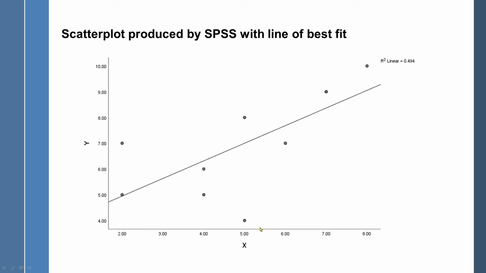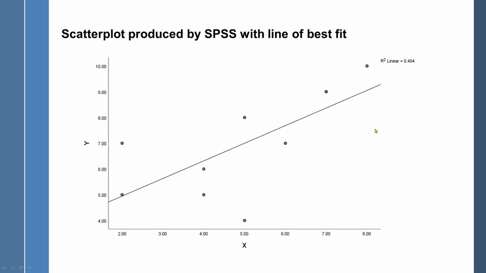And if you have a strong correlation, the dots will be relatively close to the line of best fit. When you go into SPSS and ask for the scatter plot, you have to additionally add the fit line to the scatter plot, which I've done here. It tells us also that r squared is 0.494. That's the square of the correlation.